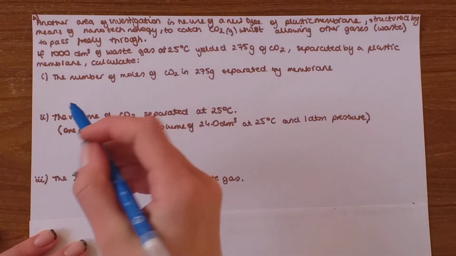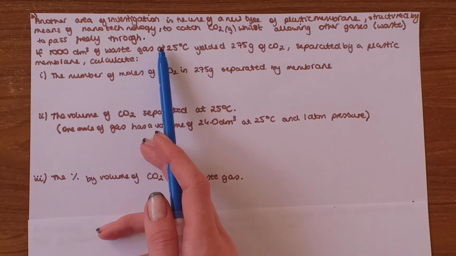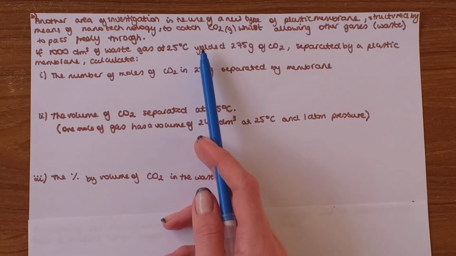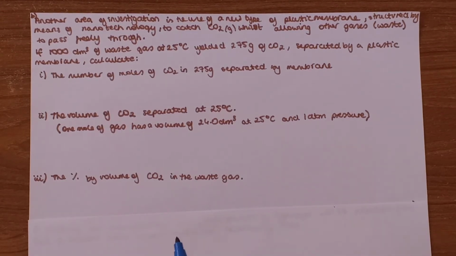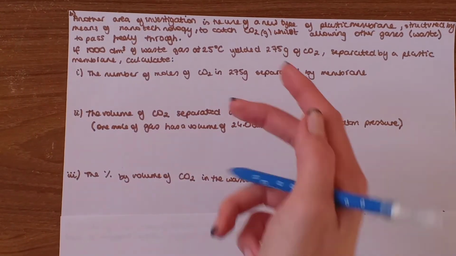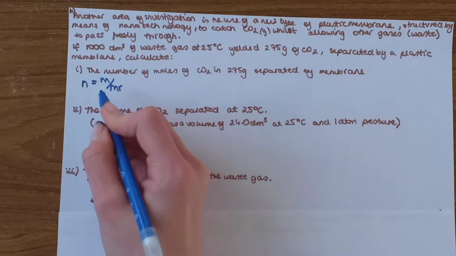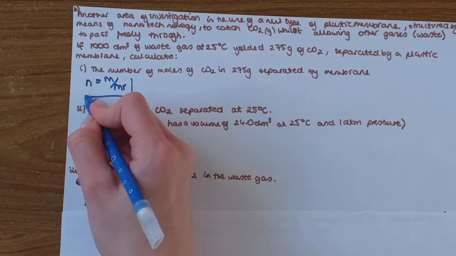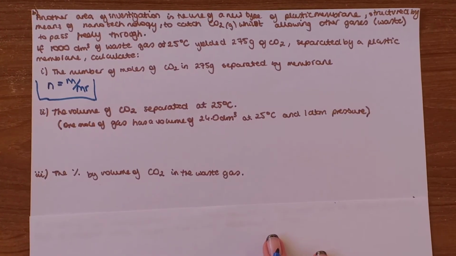So the first part says, if 100 decimeters cubed of waste gas at 25 degrees Celsius yielded 275 grams of carbon dioxide separated by a plastic membrane, calculate the number of moles of carbon dioxide in 275 grams separated by the membrane. So, as you know, you can calculate the number of moles by doing mass over Mr. This is one of the calculations you have to remember from Unit 1.3, which is chemical calculations.